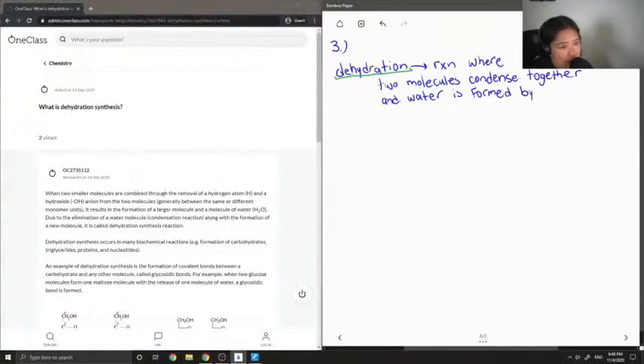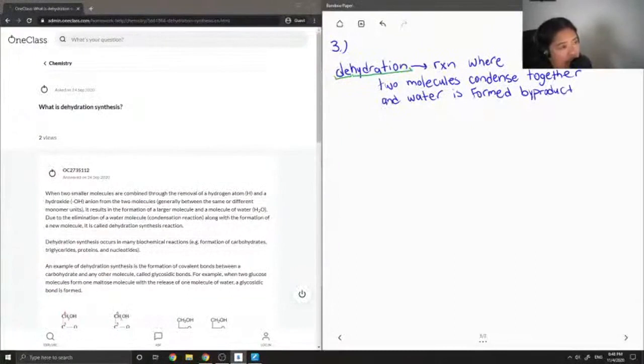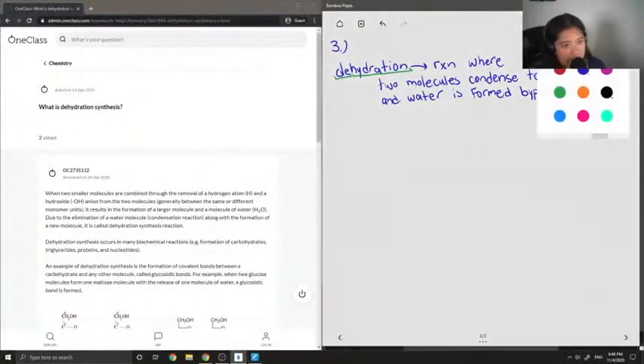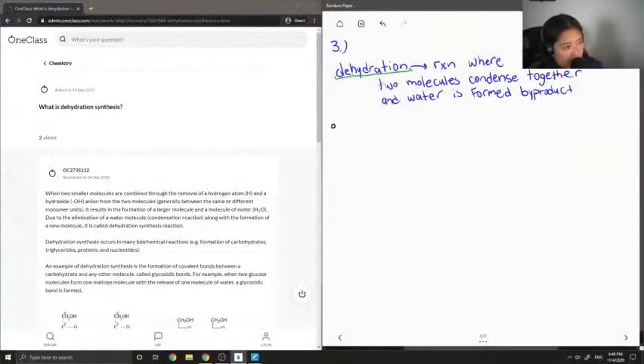So even if I saw a multiple choice and I needed to define what dehydration is, even just looking at the word, it has something to do with water and it has a D in front of it. So it's kind of like water was removed. So I'm going to draw out an example of one of the more common dehydration reactions involving two amino acids.